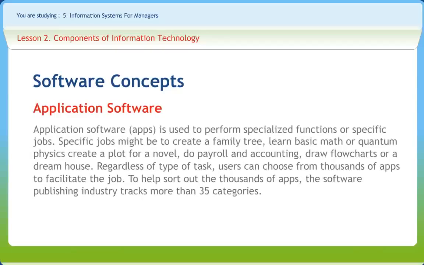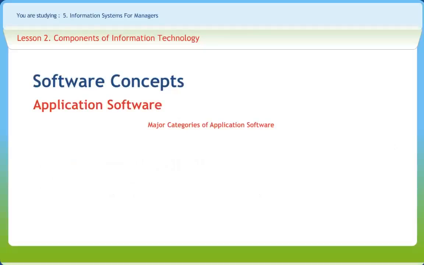Application software, or simply called apps, is used to perform specialized functions or specific jobs. Specific jobs might be to create a family tree, learn basic math or quantum physics, create a plot for a novel, do payroll and accounting, draw flowcharts or a dream house. Regardless of the type of task, users can choose from thousands of apps to facilitate the job. To help sort out the thousands of apps, the software publishing industry tracks more than 35 categories. 4 of the major categories that represent the progress of application software are word processing, spreadsheet, database management, and entertainment. Let us have a look at major categories of the application software.